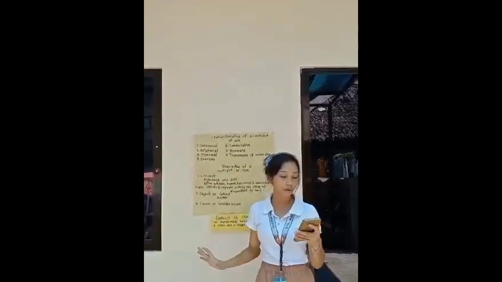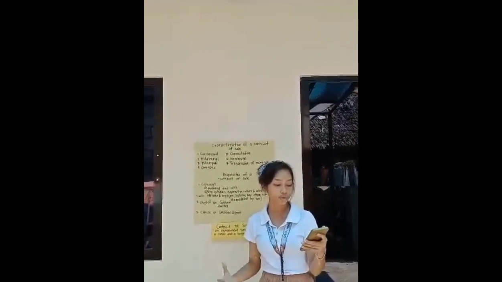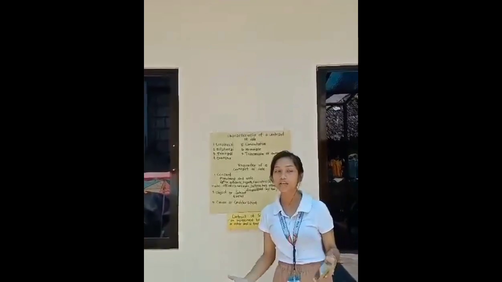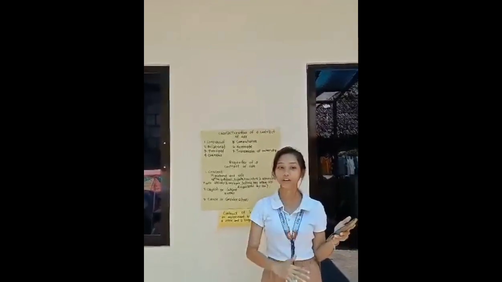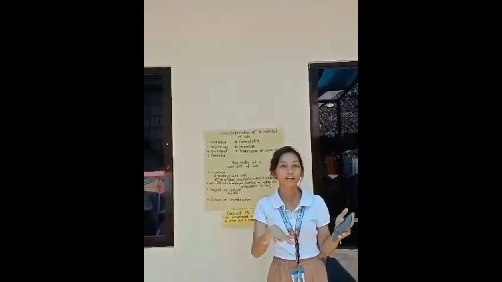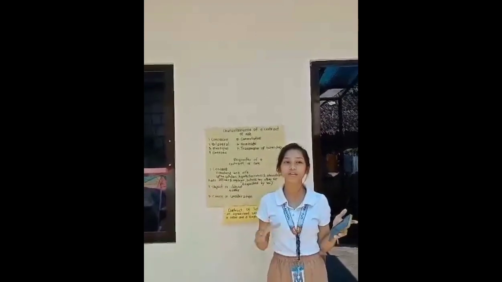The last one is transmissive of ownership, a simple contract. So transmissive of ownership is a contract used to transfer ownership of something sold by one person. So for example, the seller and the buyer. For example, you have suppliers, and you have a sari-sari store as your business.